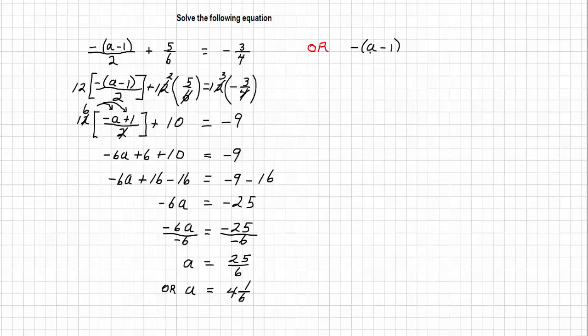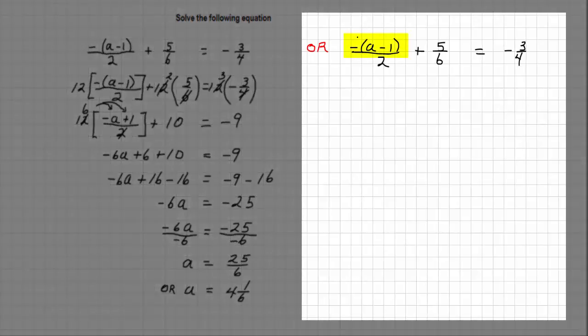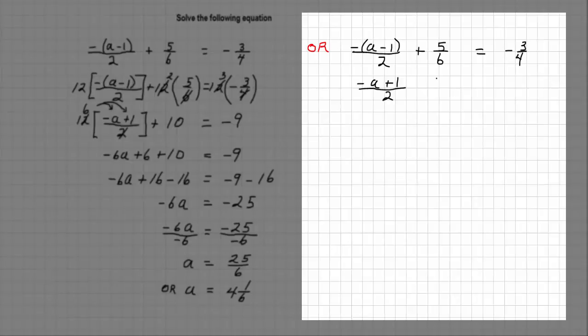to do the first step of this equation. Sometimes people want to eliminate the original brackets first before they multiply by the lowest common denominator. So in this case, in the first step, you would apply the negative in front of the a minus 1 to the a minus 1, and you would end up with the first term of negative a plus 1 over 2. And nothing changes in the other two terms.